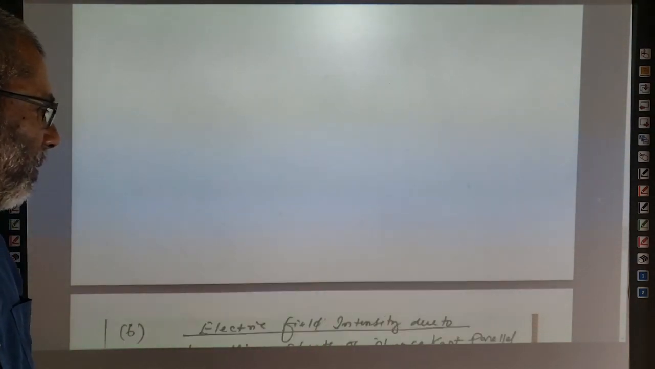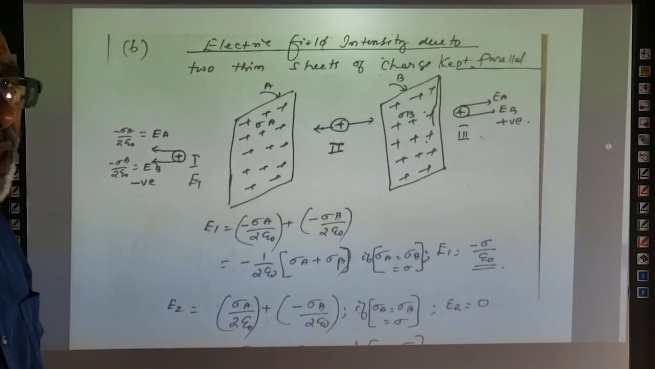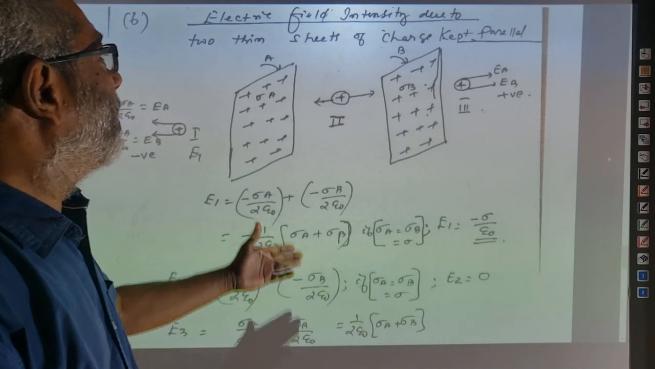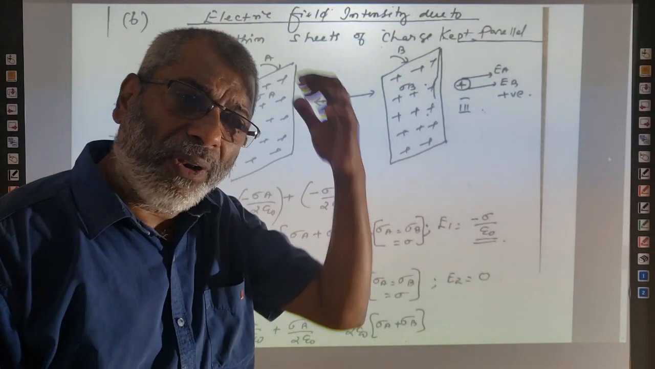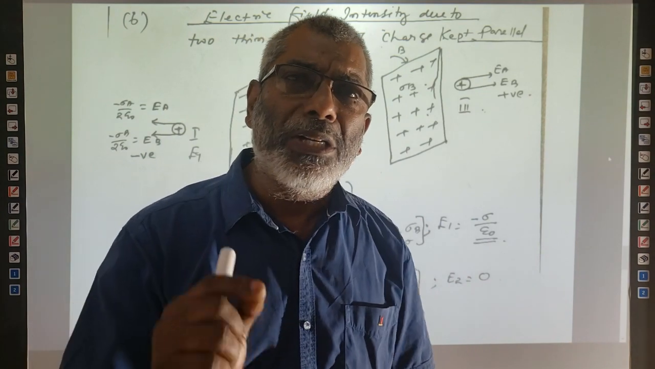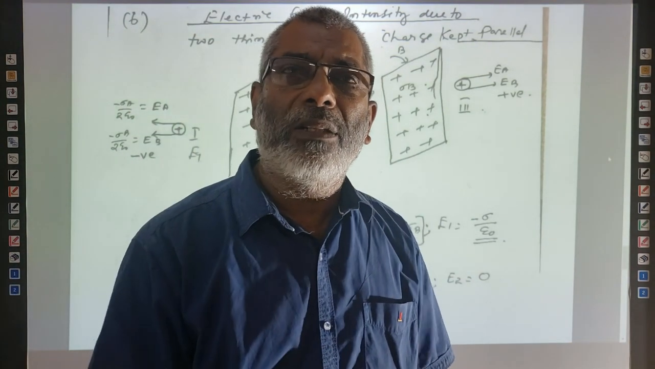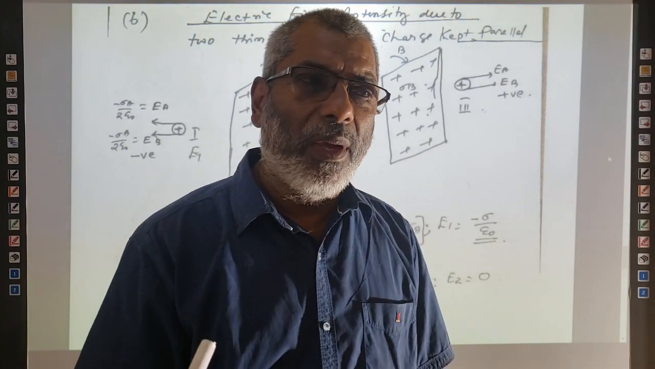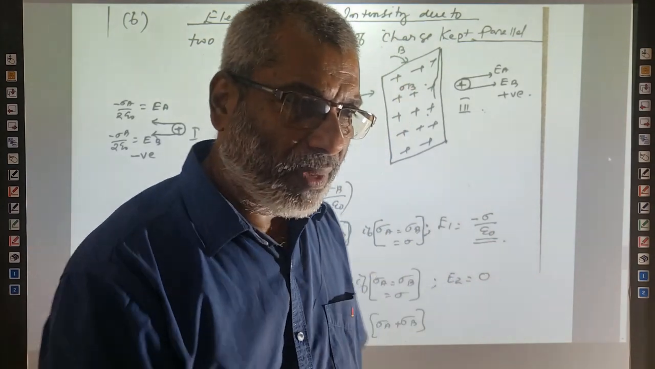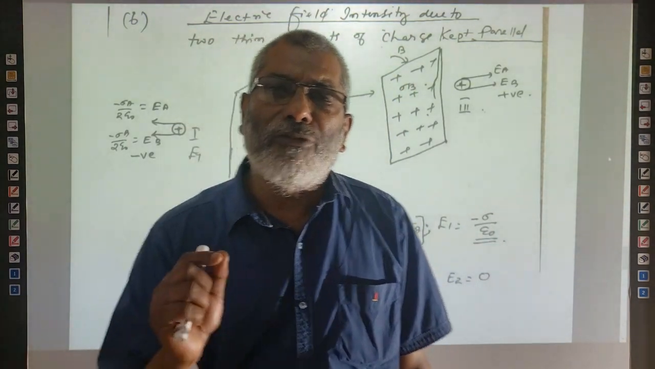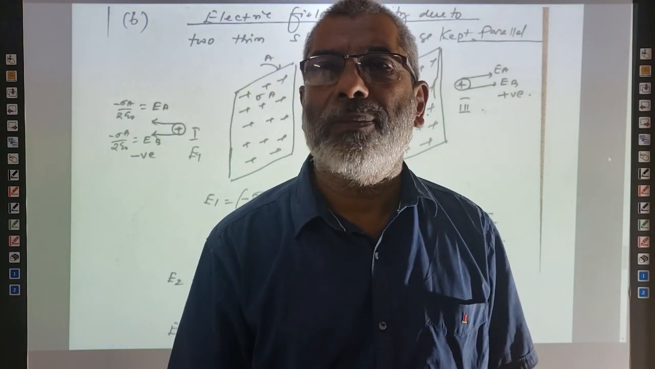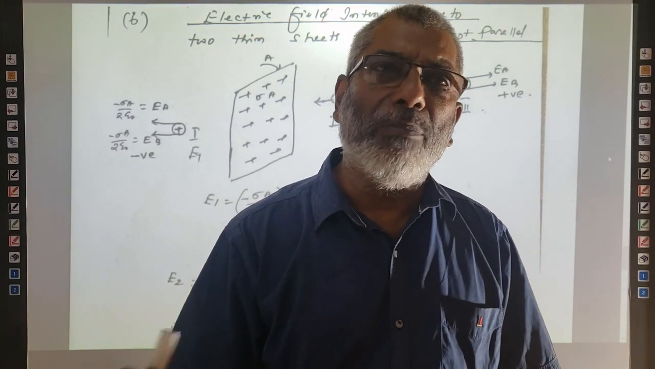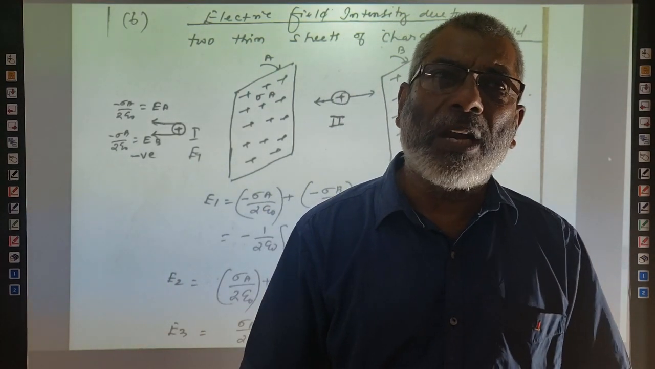Now we are coming to electrostatics, applications of Gauss theorem going on. Yesterday we explained the intensity of electric field due to an infinitely thin sheet of charge. We proved that at any distance away from it, the electric field E is equal to sigma by 2 epsilon 0. Do you remember that relation?